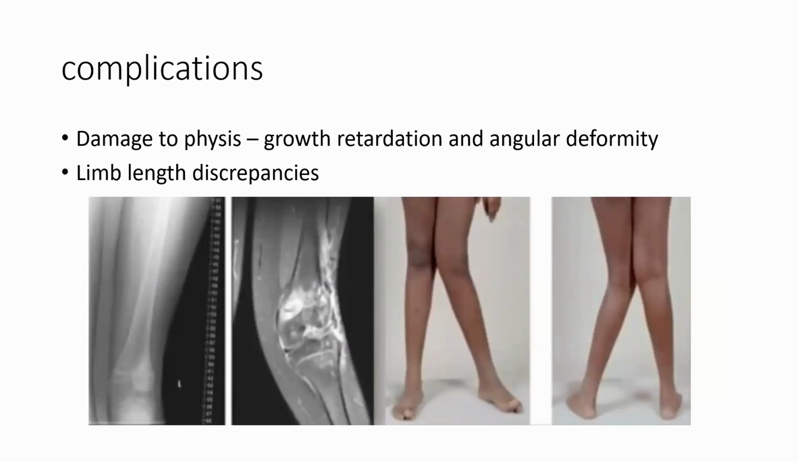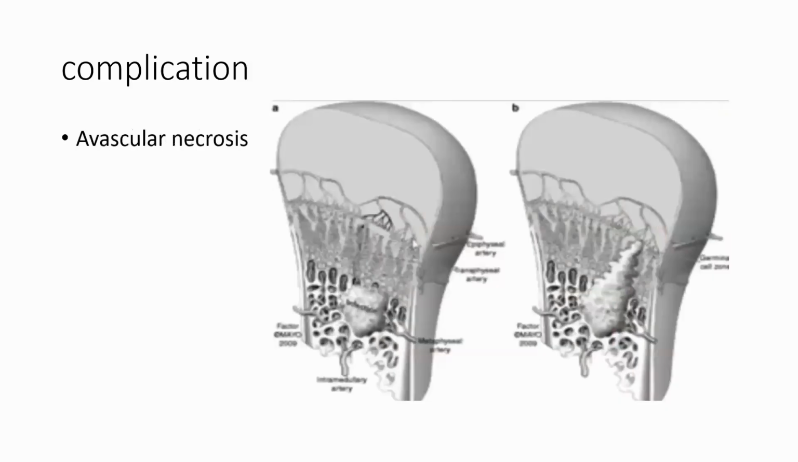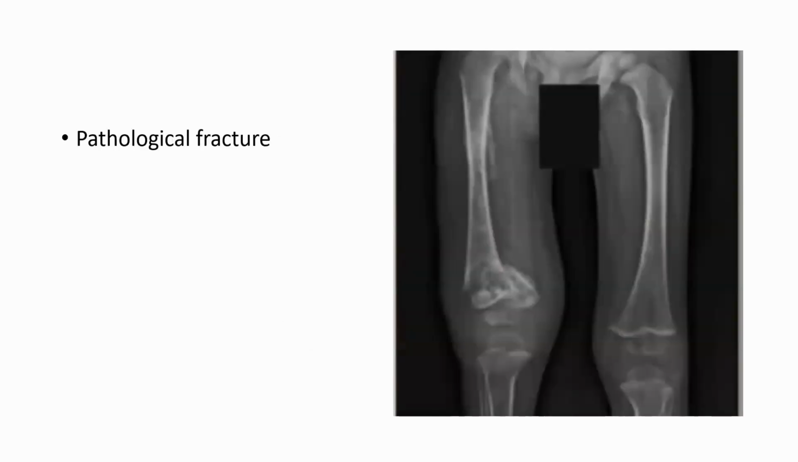The second one is damage to the physis. In the MRI, we can see there's overgrowth on the medial side. So that can lead to either growth retardation or angular deformity. In this image, we can see the genu valgum at the left knee. Not only that, there could be limb length discrepancies, there could be avascular necrosis, and also there could be pathological fractures. Next slide.